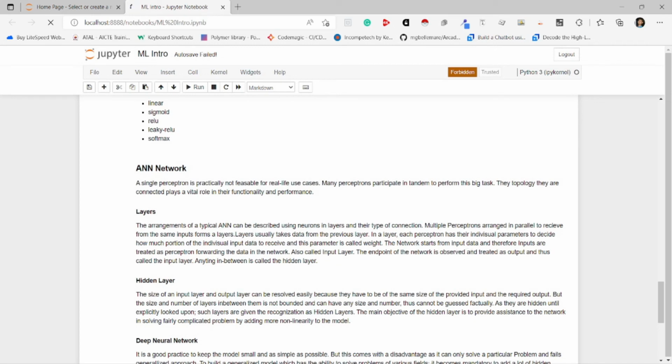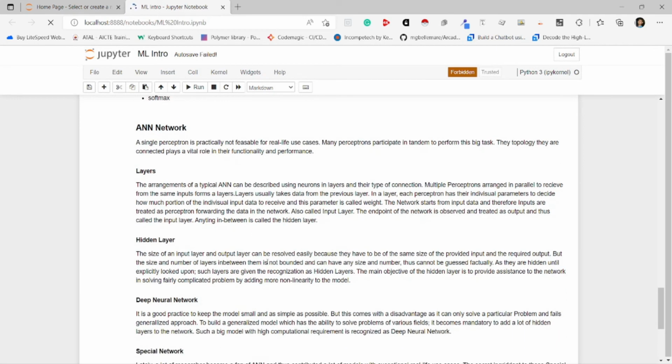The network starts from input data and therefore inputs are treated as perceptrons forwarding the data in the network, also called the input layer. The endpoint of the network is observed and treated as output and thus called the output layer. Anything in between is called the hidden layer. The size of the input layer and output layer can be resolved easily because they have to be of the same size as the provided input and the required output. But the size and number of layers in between them is not bounded and can be any size and number, thus cannot be guessed factually.